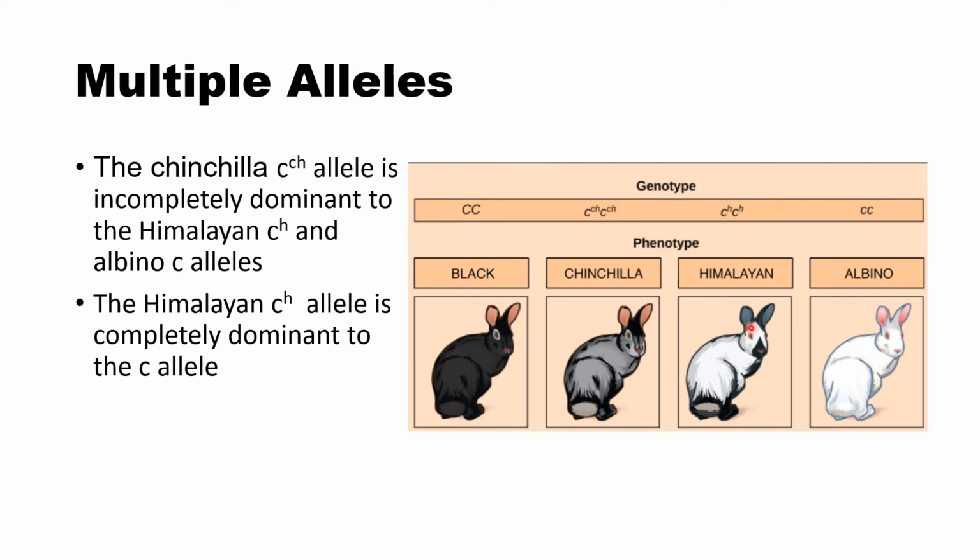And then, yung Himalayan na recessive CH allele is completely dominant to the recessive c allele na yung albino. So meaning if you cross itong recessive CH na Himalayan with the recessive c lang na albino, yung lalabas doon sa offspring will be itong Himalayan because yung Himalayan color na allele is completely dominant to the albino color na allele.